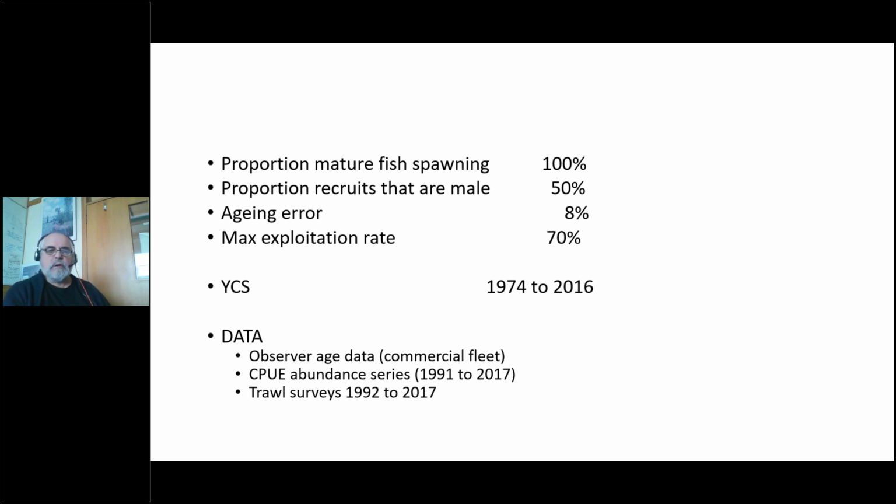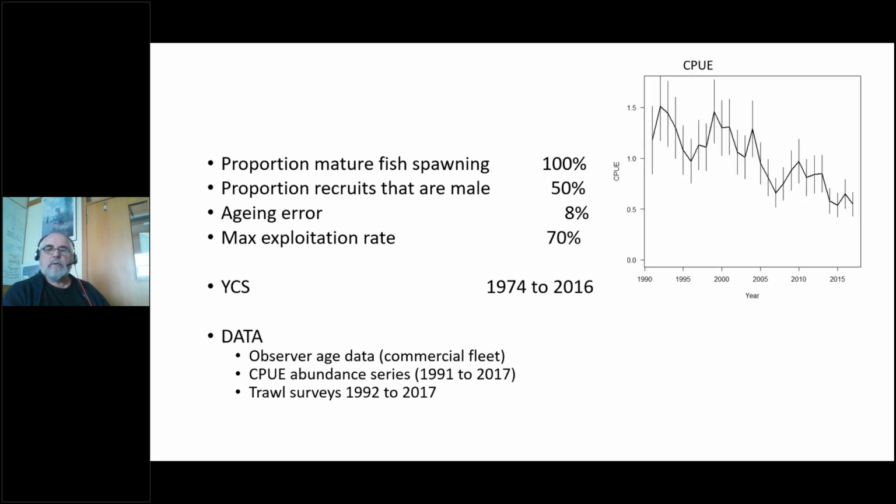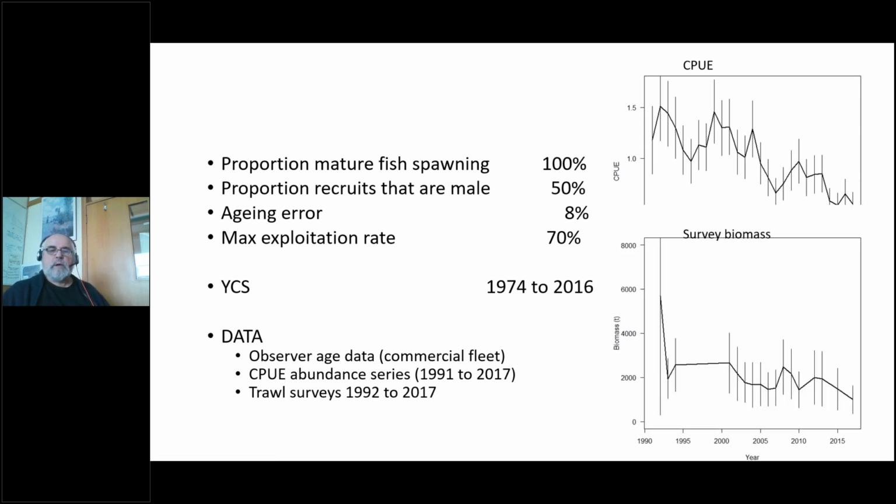So the data, there's observer data from the commercial fleet. There's the catch per unit effort abundance series, which is up here, which has wide error bars. And then there's a trawl survey from 1992 on the Tangaroa, and you can see that the error bars make it, there's almost no signal in the survey biomass.